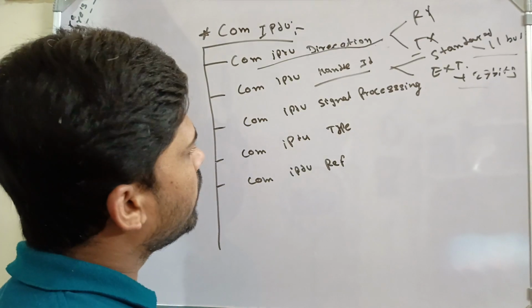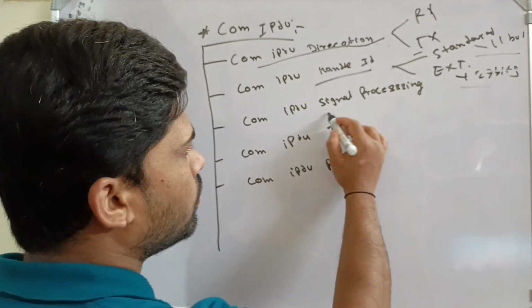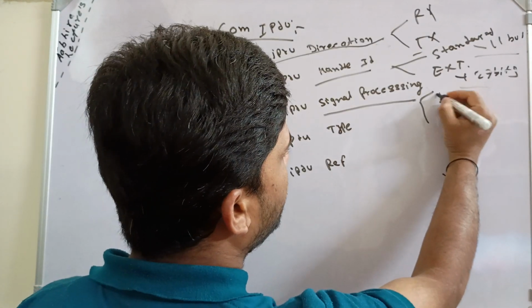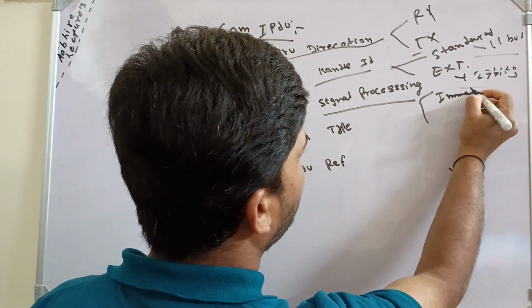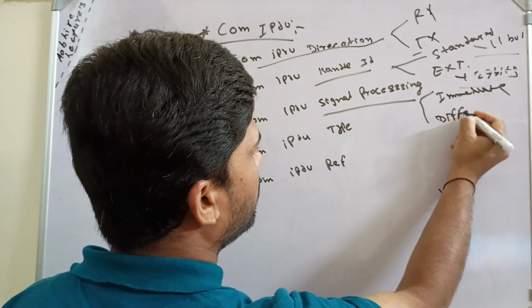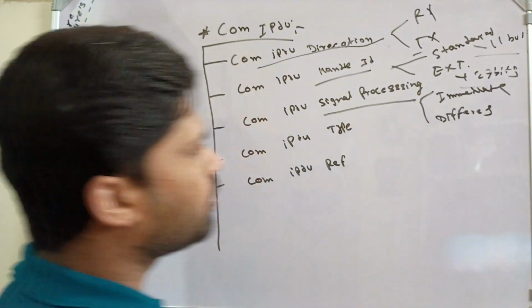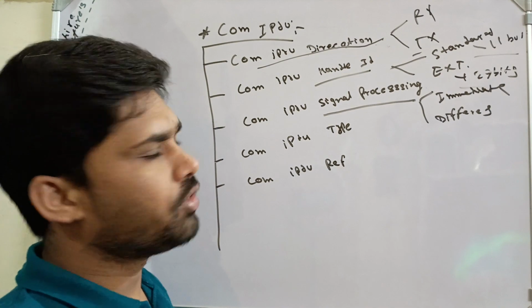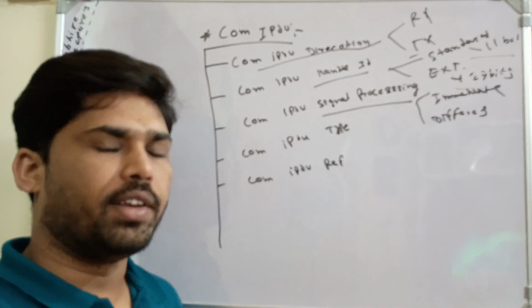Okay, so next, signal processing. In signal processing it will come whether it is immediate or deferred. So based on that we have to select which type of signal processing is there, whether it is immediate or deferred. That we have to select while doing the signal configuration.